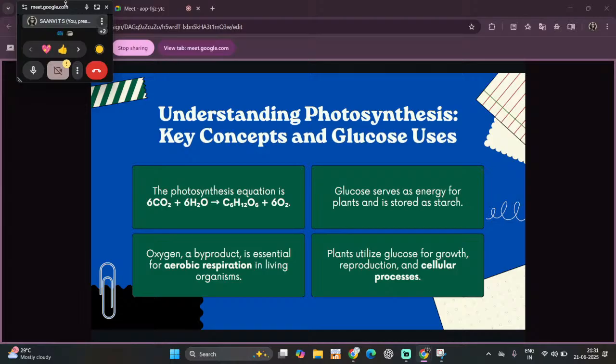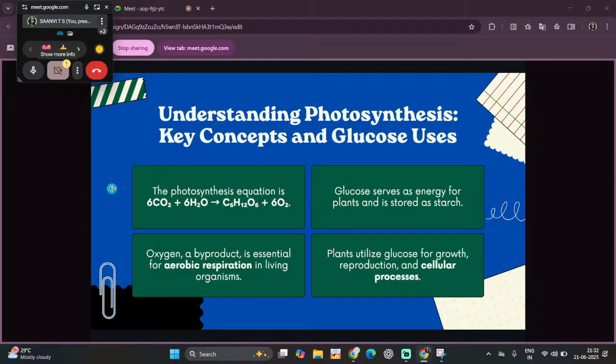So, first, let's understand photosynthesis. That is quite a common topic we have all understood since a young age, right? Since almost third standard, we must have been learning about plants and photosynthesis. So, let's go through the basic concepts and some uses in your daily life.